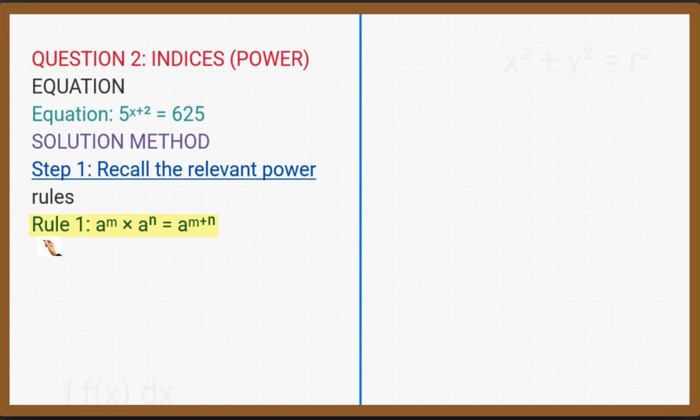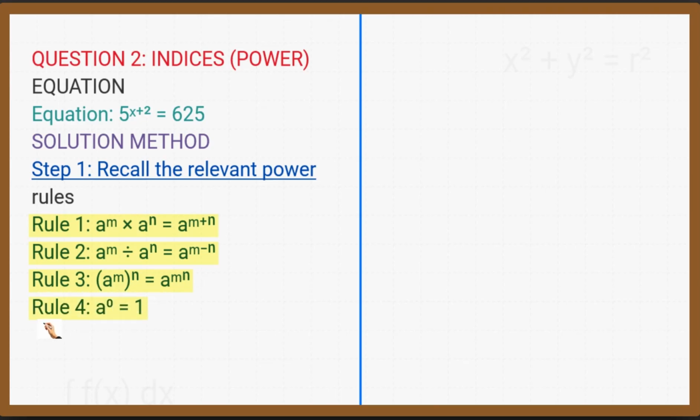That is, a to the power of m times a to the power of n equals a to the power of m plus n. Rule 2. When we divide the same base with different exponents, we subtract the exponents. Rule 3. When a power is raised to another power, we multiply the exponents. And finally, any number to the power of 0 equals 1. These rules will help us solve this equation.